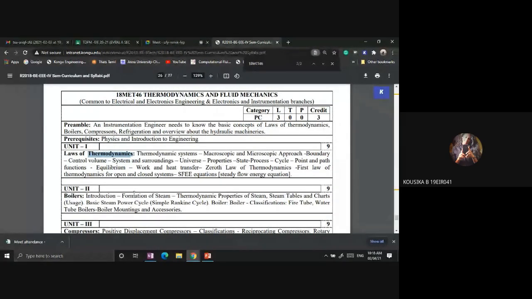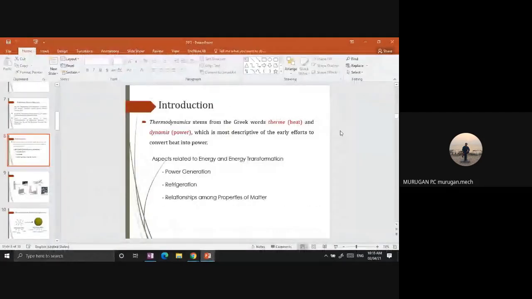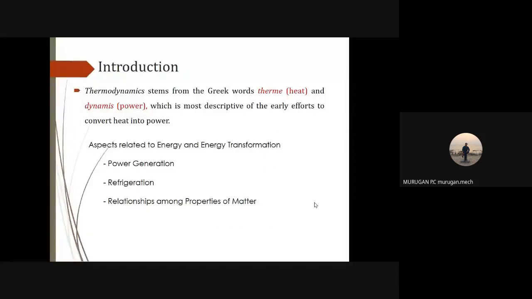Studying of heat in motion, sir. So, study of heat in motion. Very good. That is the term: the study of heat in motion. Exactly.